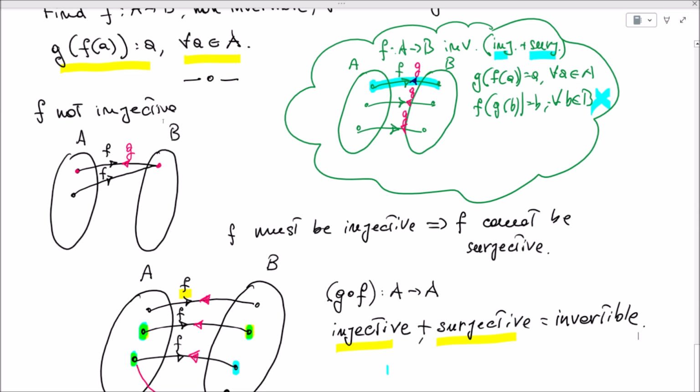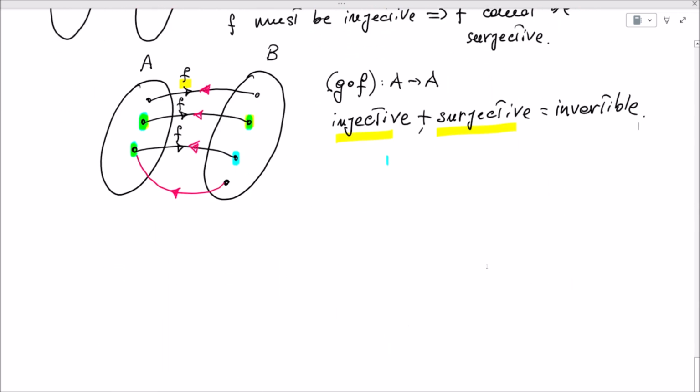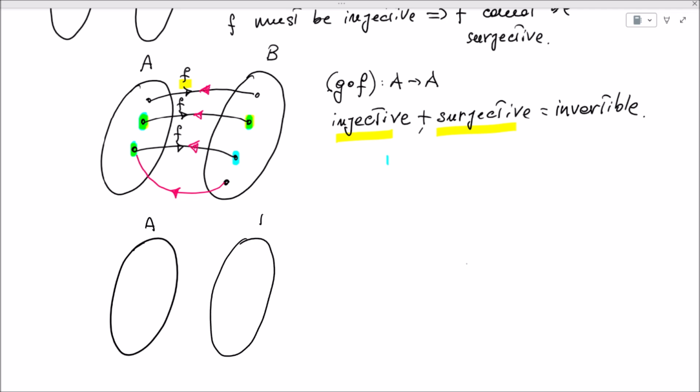Let's see if we can also do the same thing with f composed g. So we have A here, we have B here, and we know that f will be a function like this. This will be the f function.